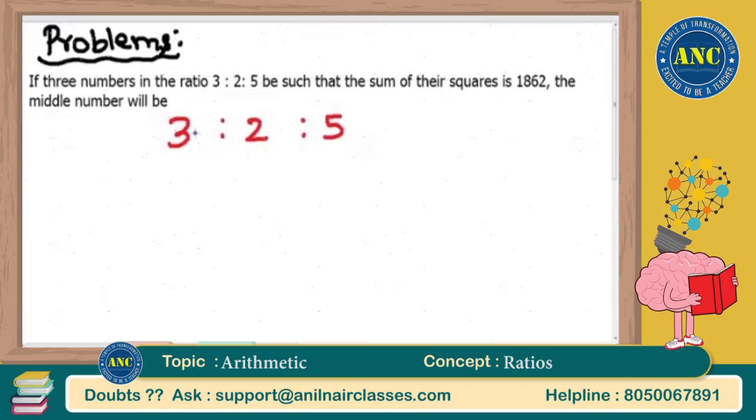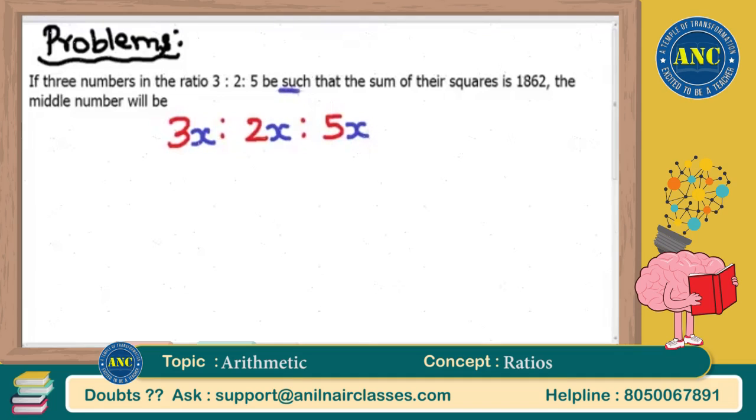In a ratio, if you are multiplying one term of the ratio by some constant or variable, all the other terms should also be multiplied by the same constant or variable. That means I will call it 3x, 2x and 5x, right?